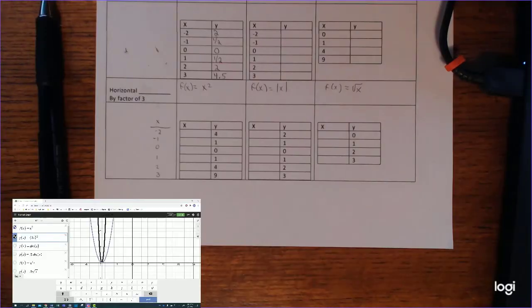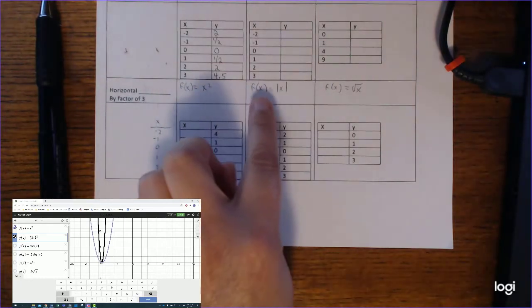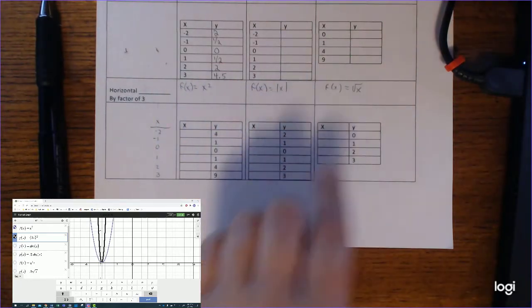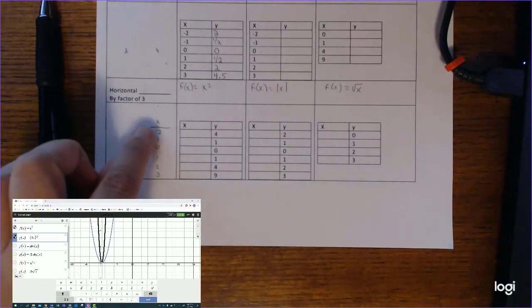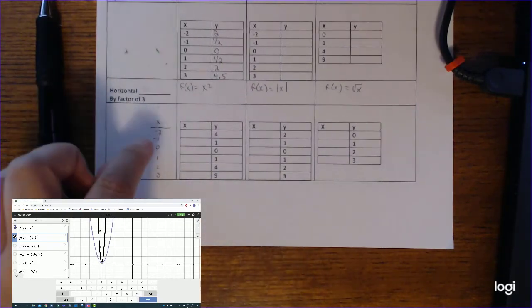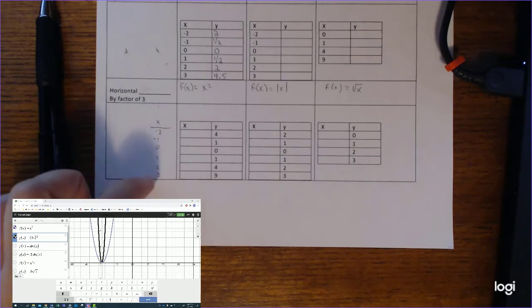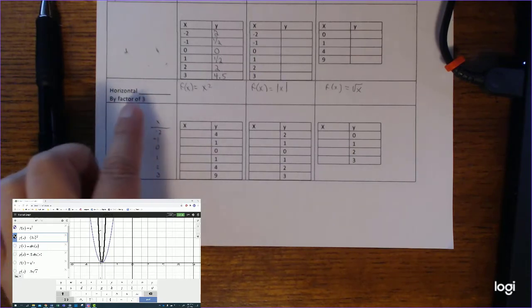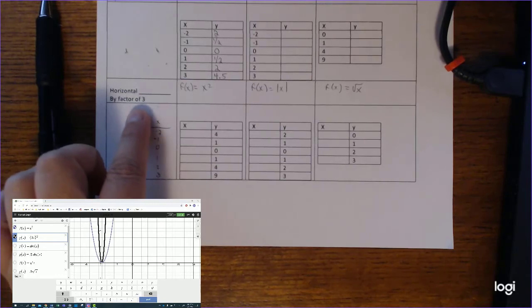Okay, let's move on to the most difficult, and that is horizontal stretching or shrinking. And I wrote the functions over again here. And I wrote the x coordinates from the top of the page: negative 2, negative 1, 0, 1, 2, and 3. Okay, so a horizontal blank by a factor of 3. It's really tricky.